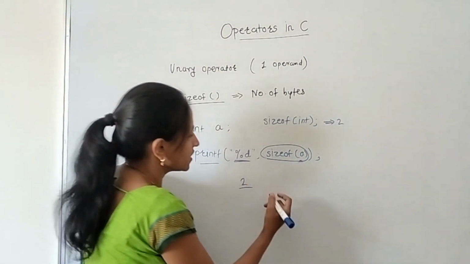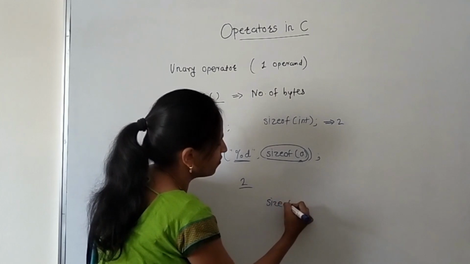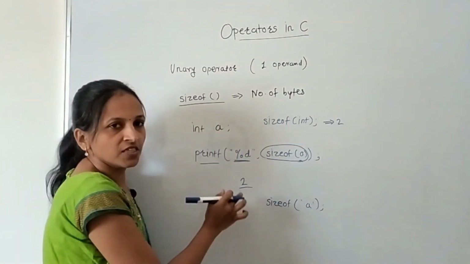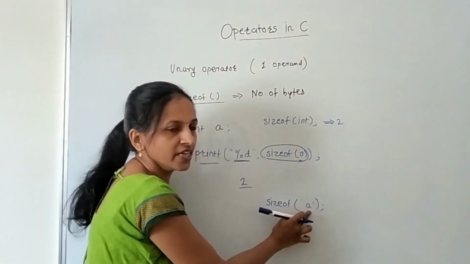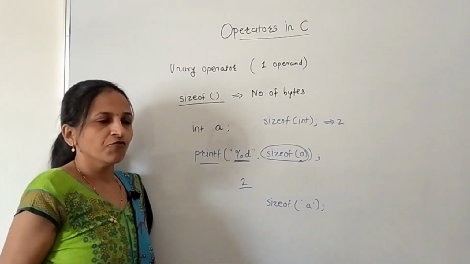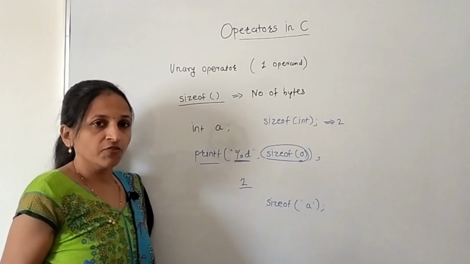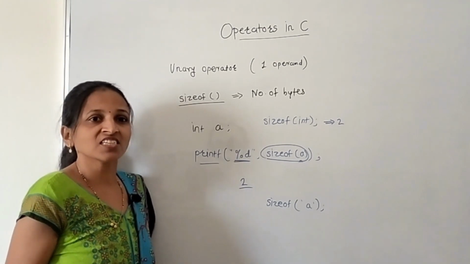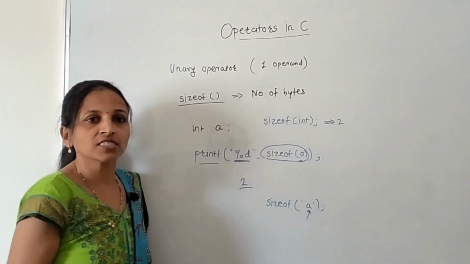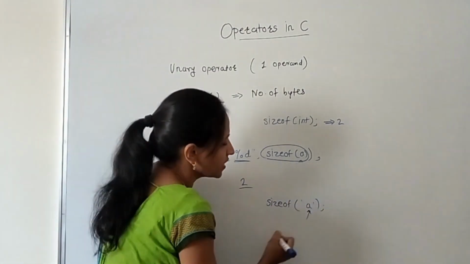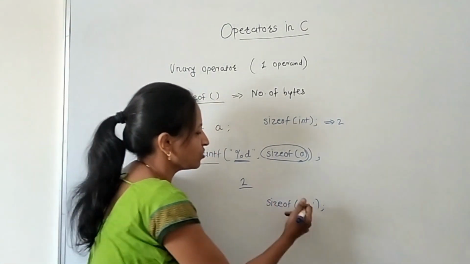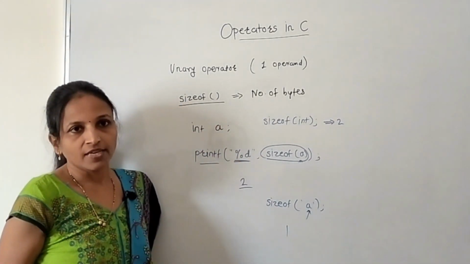Suppose I am writing in this way: sizeof, and here in single quotes I am writing 'a'. Now this a and this 'a' are different. This a is an integer variable and this 'a' is a character. We have seen in the constants concept that every character literal should be enclosed inside single quotes. In this way I have enclosed this a in single quotes, so it will be considered a character literal. That's why every character will require 1 byte to store inside memory, and that's why it will give you the answer 1.